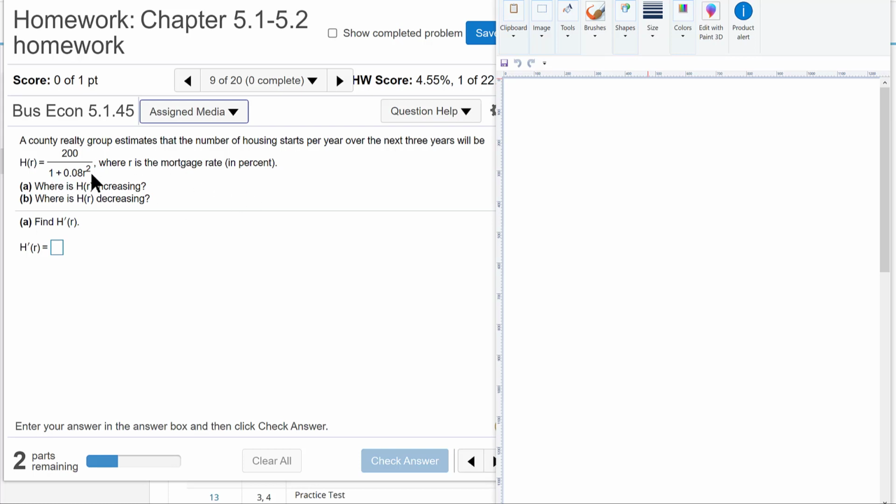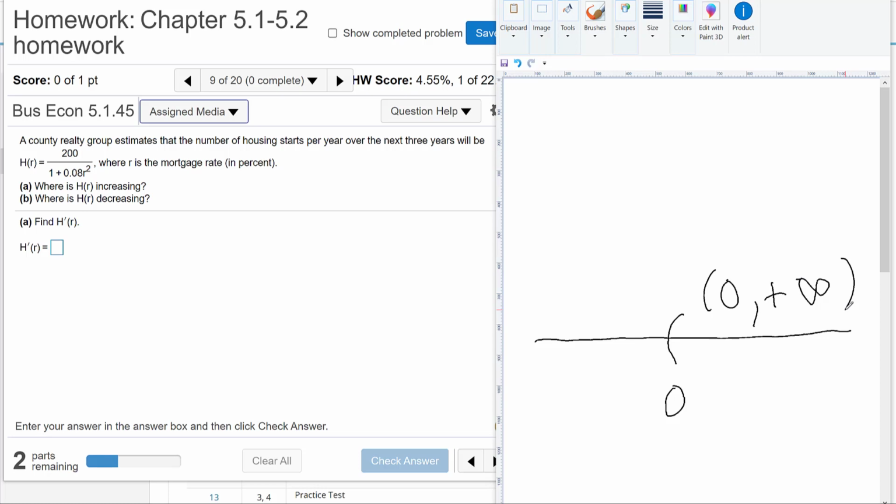The problem is if R is a rate, as in a mortgage rate, it has to be bigger than 0. No bank is going to give you a 0% interest rate, and no bank is going to give you a negative interest rate. So the first thing we need to note on our number line is that our values for R have to be from 0 to infinity. So if we get anything that's negative, that's not going to be part of our answer.